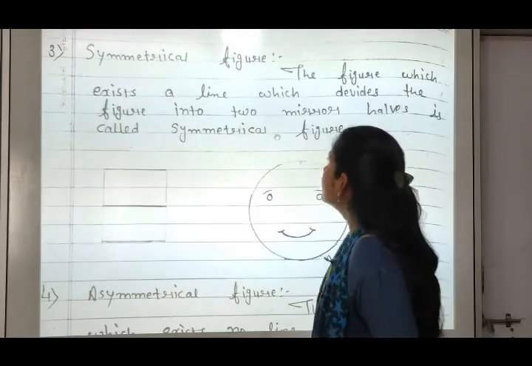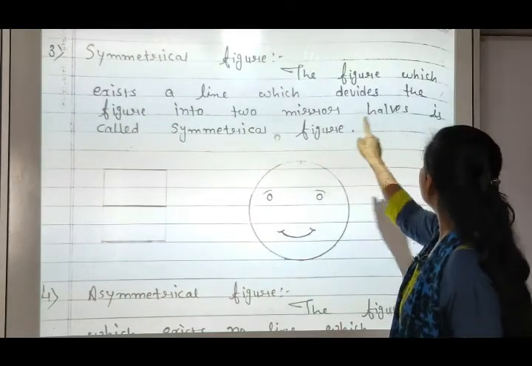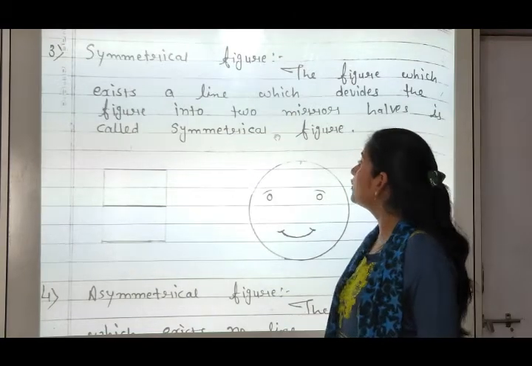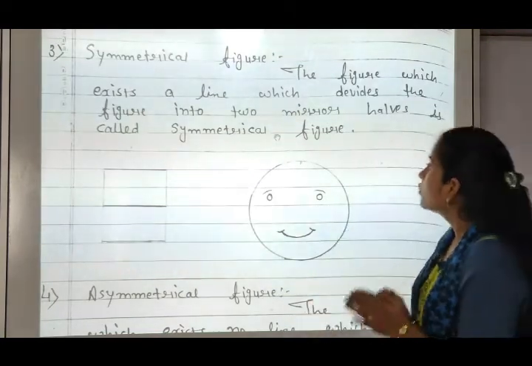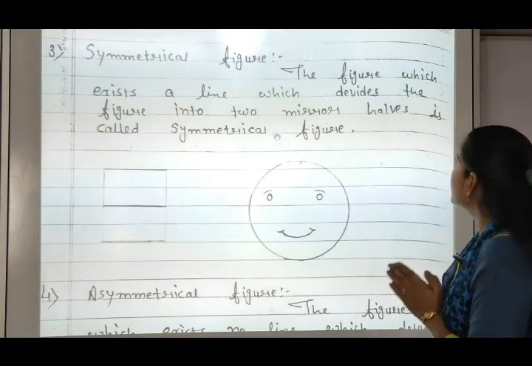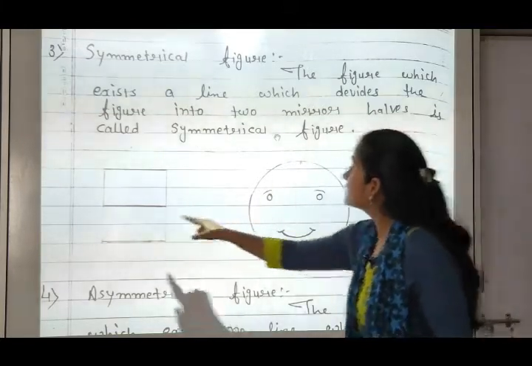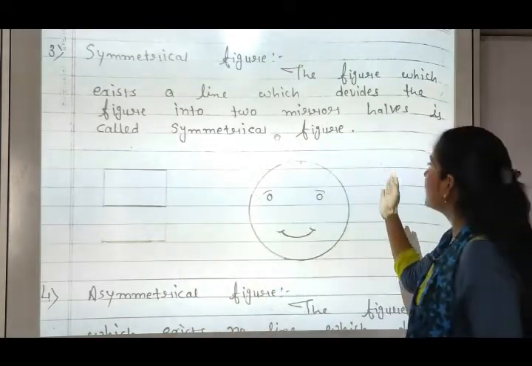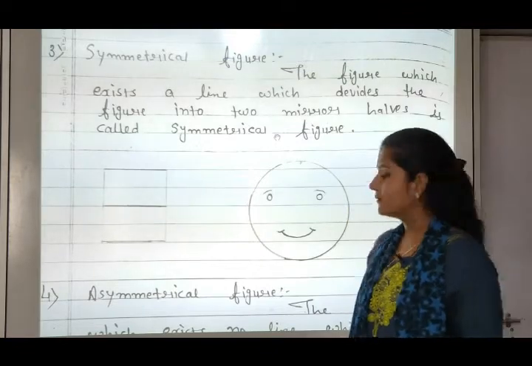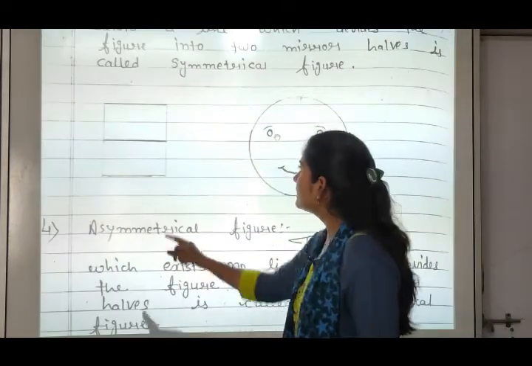Now third one is symmetrical figure. The figure in which there exists a line which divides the figure into two mirror halves is called a symmetrical figure. I repeat, symmetrical figure. You can see the example here.